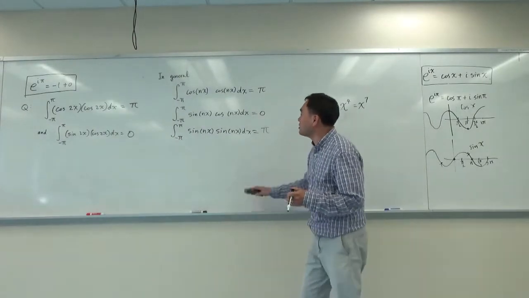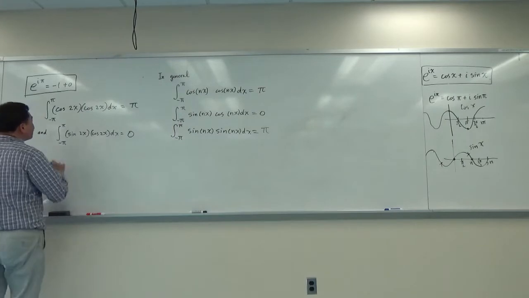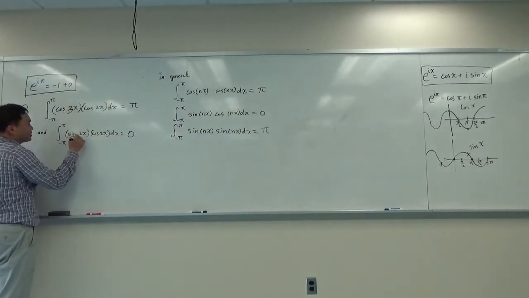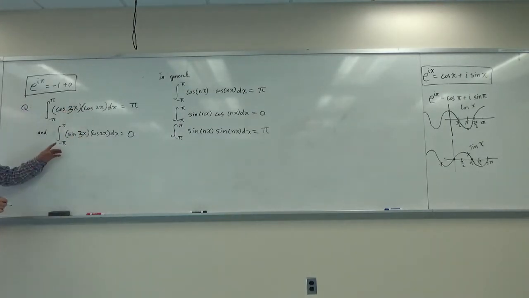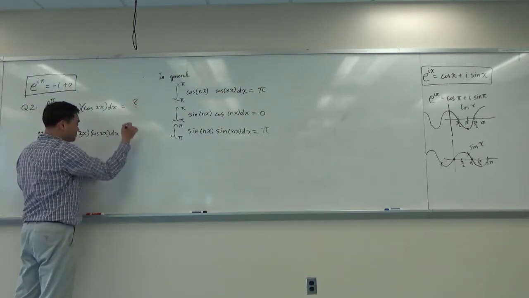Okay. So you get this, and now what if the numbers are different? So that's like Q2. Almost the same problem, but the numbers now are different. So this one here is still odd. This is even, so the product is odd. So you know that this is still going to be zero. But what's not clear is this one.